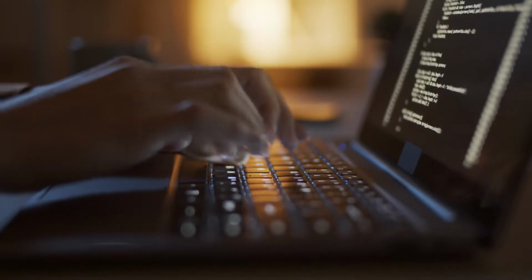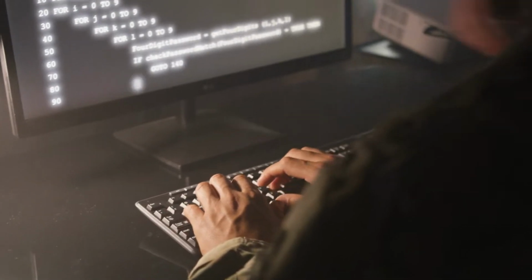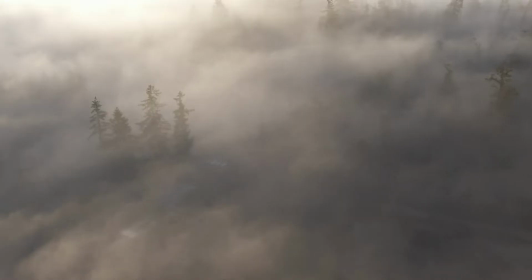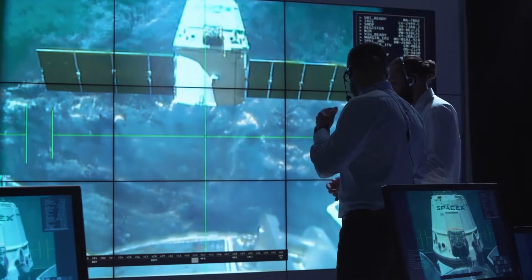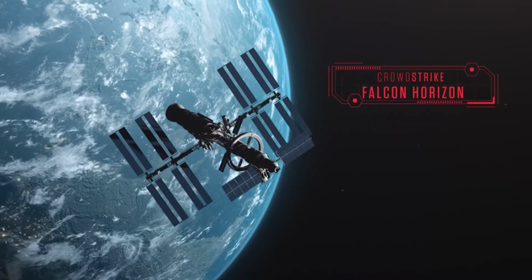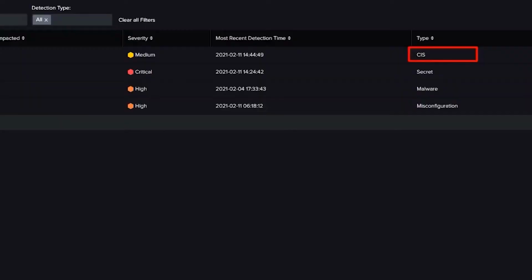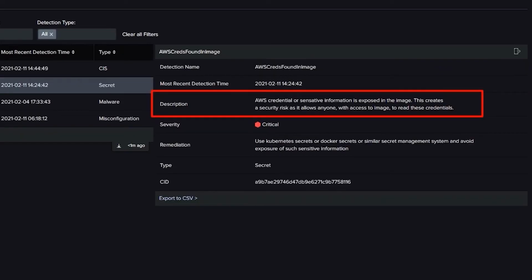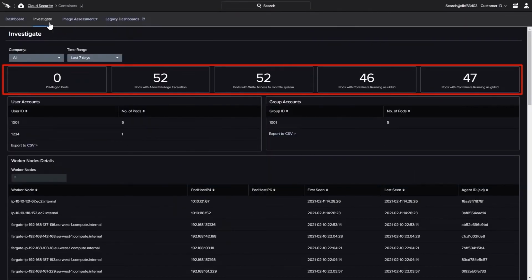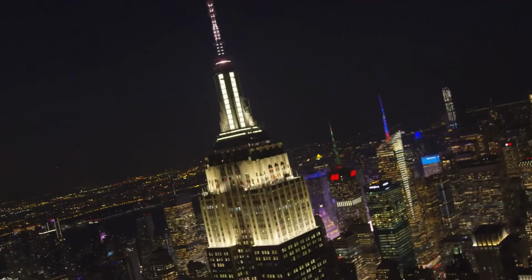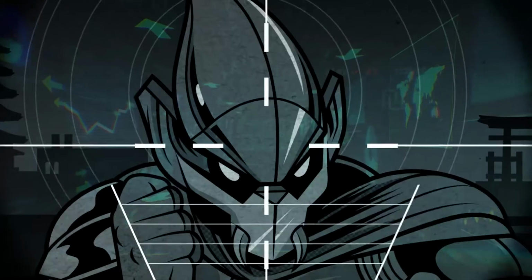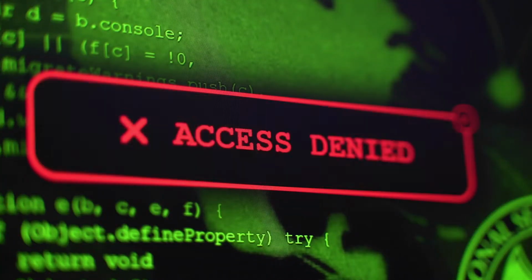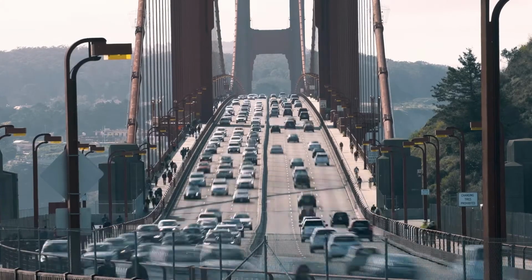Most cloud breaches today result due to human error, involving misconfigurations and lack of visibility into multi-cloud environments. CrowdStrike Falcon Horizon delivers complete visibility and threat intelligence, detecting and remediating misconfigurations, vulnerabilities, and security threats. It secures the control plane, preventing attackers from modifying access and configurations across multi-cloud deployments.